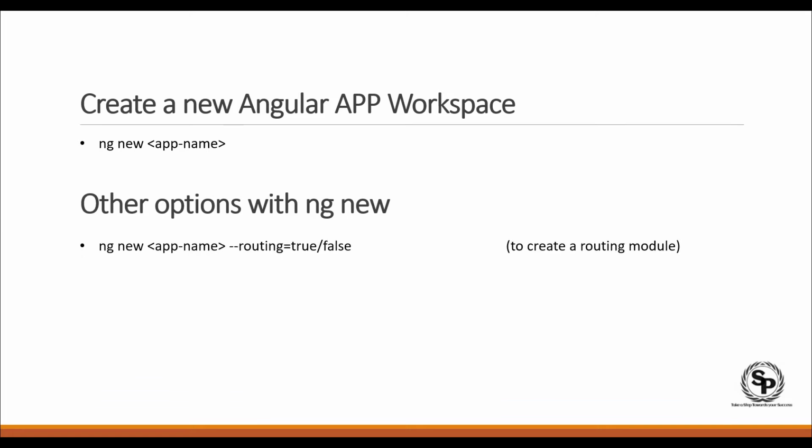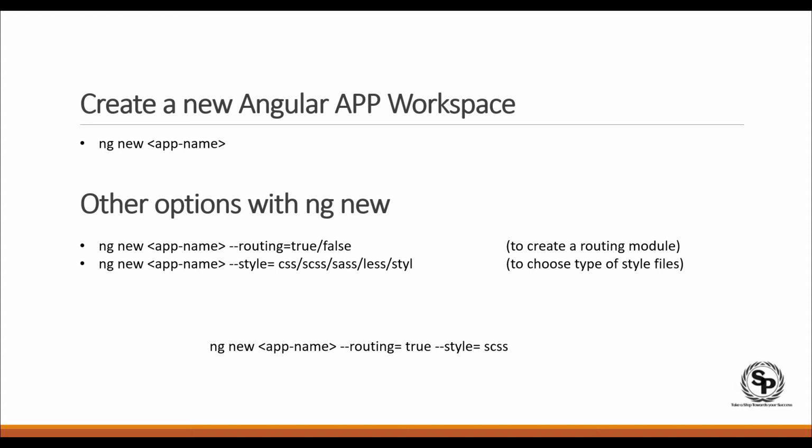There are other options with ng new, like routing true or false. By default the routing is false, but if we put it as true, it will create a routing module which will help us with routing between the pages, and it also has a style option. Combined, we could do both things. We could say routing as true and style as css. We will also create an application using this command.